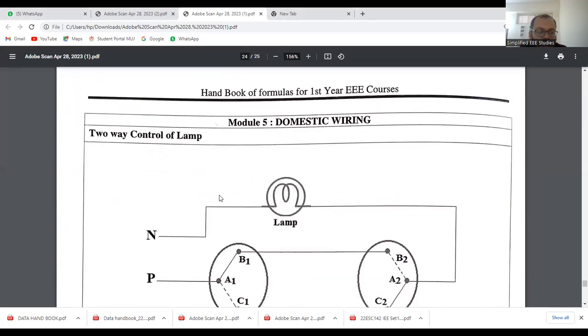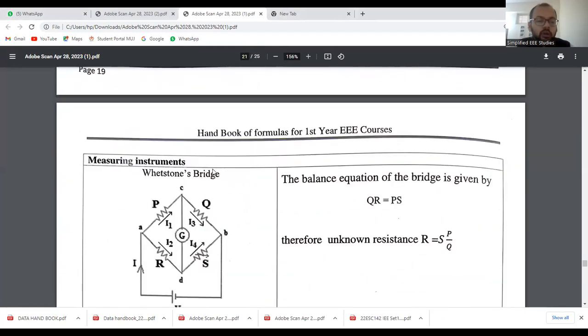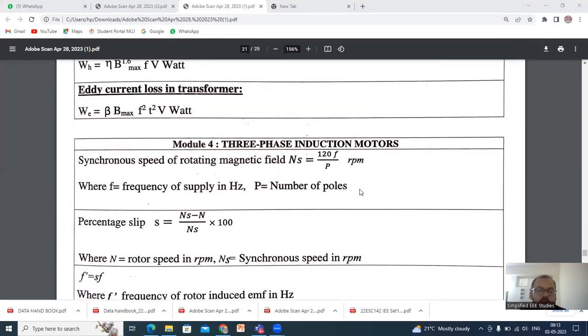Okay, bridges and all are not required for us. Rotating magnetic field, they haven't given anything about rotating magnetic field. There is a derivation which I already explained two weeks before. I have made a video on the explanation of rotating magnetic field that you can refer.